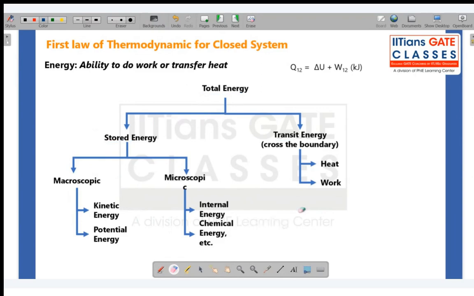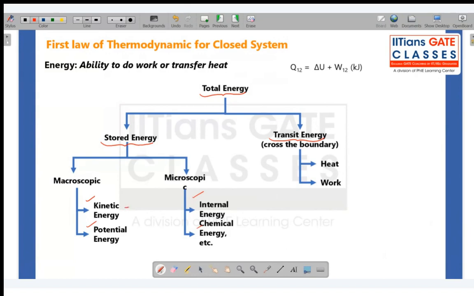Okay. So what I was saying is, this diagram you may have seen already. I think I have already shown you earlier. Now here, total energy is basically two types: stored energy and transit energy. What is stored energy? Stored energy is basically if you have some mass, any mass, then that mass will store energy in the form of kinetic energy, potential energy, internal energy, chemical energy, magnetic energy, and other kinds of energies.